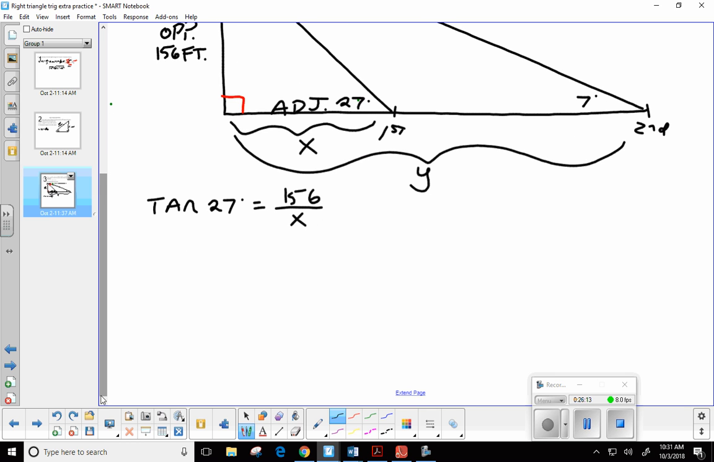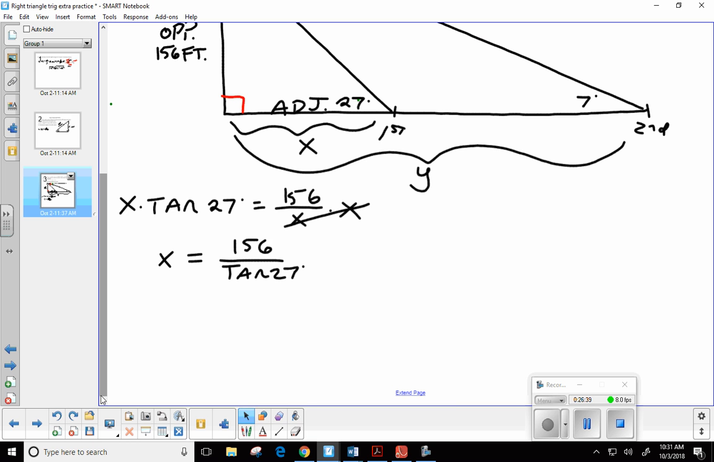What's the other one that would work? Cotangent. Now even if you choose a trig function where your unknown is in the denominator, I'm still going to multiply through by it, so those cancel. So x would just equal 156 divided by the tangent of 27 degrees. You see what I did? All I did was divide through by the tangent function. Okay. So that should tell me from the base of the lighthouse how far the ship is away from it.